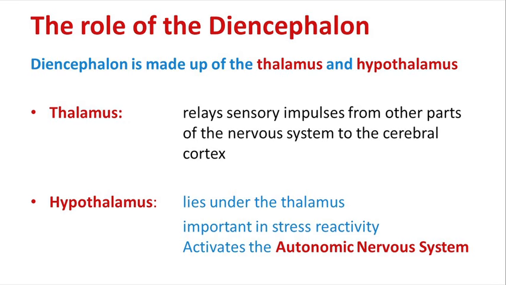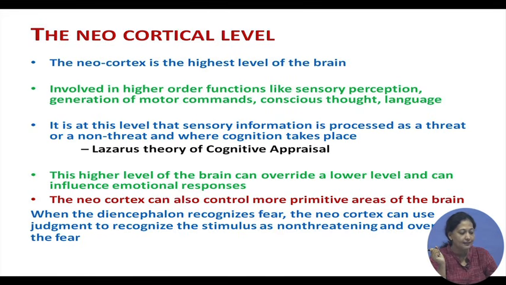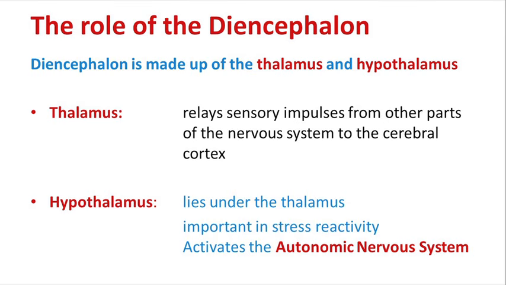Now, coming back again to the diencephalon, we just spoke about it as the organs which recognize fear, and we said that the thalamus and the hypothalamus are a part of the diencephalon. I have talked about them before, but just to revise once again, the thalamus relays the sensory impulses from other parts of the nervous system to the cerebral cortex, and the hypothalamus is a key structure in stress reactivity and is the primary activator of the autonomic nervous system.